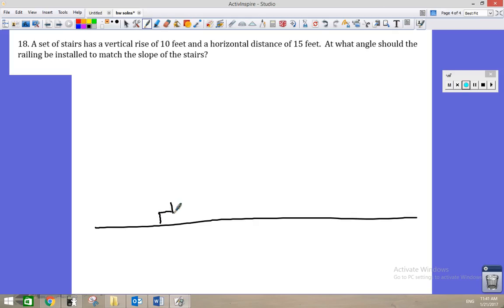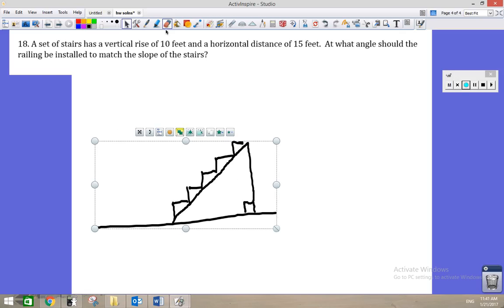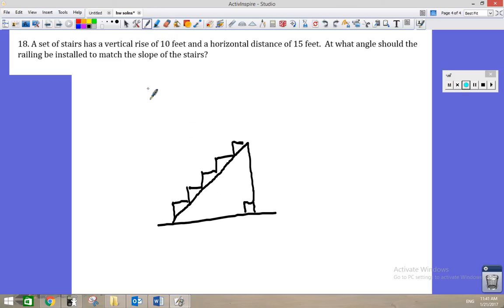We know that steps are like this, but I'm just going to draw my right triangle like that. I can make this a little bit bigger. That's a bad looking staircase, isn't it? All right, so it has a vertical rise. Vertical is up and down, 10 feet, and a horizontal distance of 15 feet.